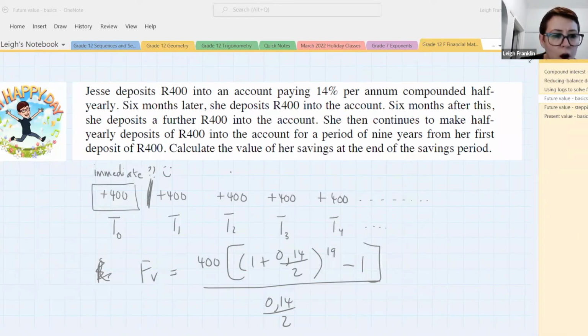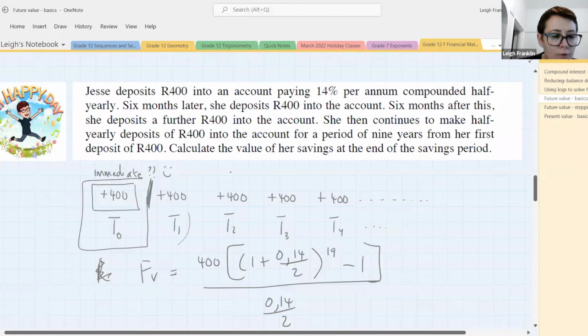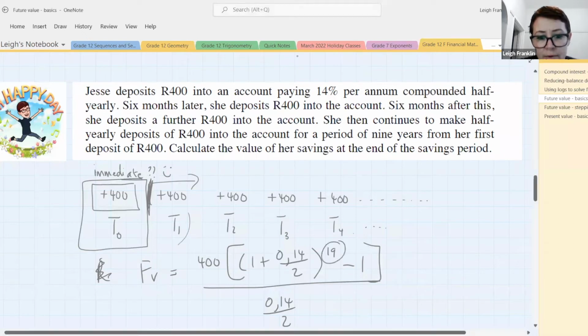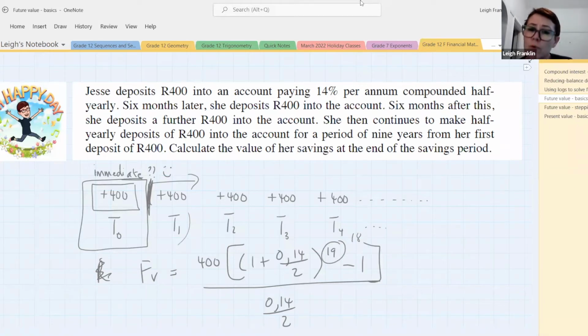So in other words, after the deposit of 400 Rand, from this point onwards, she is making deposits of 400 Rand every half year. That's why they are implying here that there is an extra payment. I honestly believe with this question that if you used 18, they would give you the mark as well. I think 19 is more correct, but I think that they would give you the mark if you used 18 as well. Yes, Mihlali.